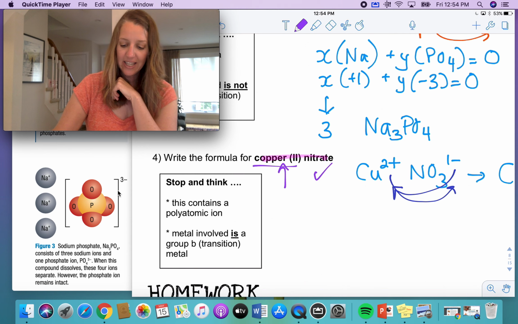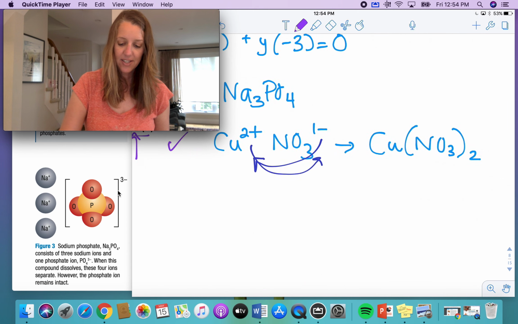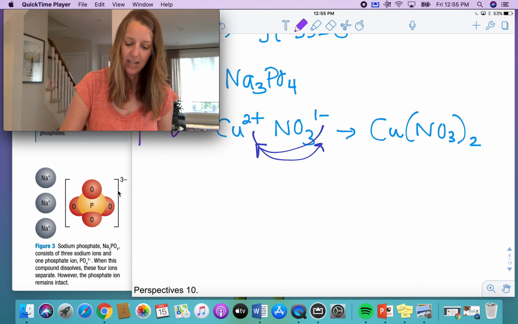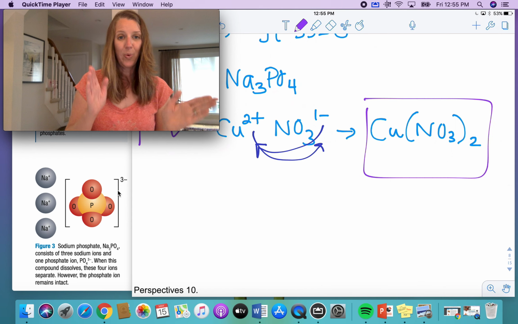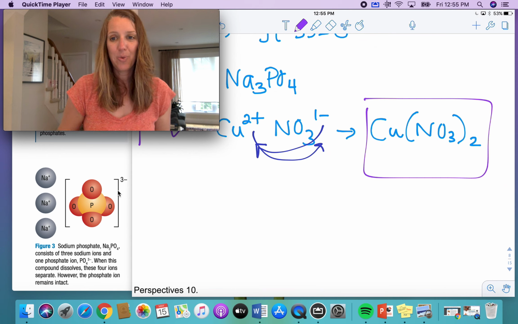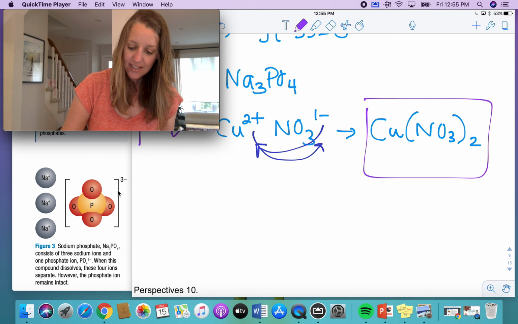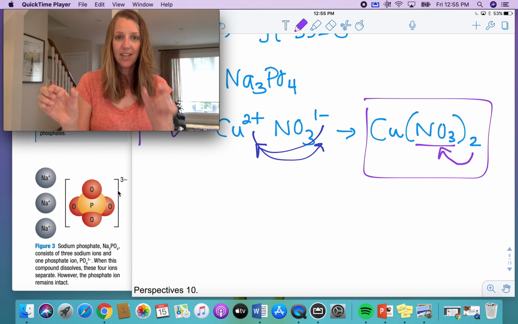Copper 2, let's do the crisscross rule. Cu2 plus, NO3 1 minus, crisscross them down, and here's your answer. Given the name, what's the formula? Cu(NO3)2. Do you have to put brackets around the nitrate? Yes, because this subscript tells me that there are 2 nitrates to every 1 copper. Okay, does that make sense?